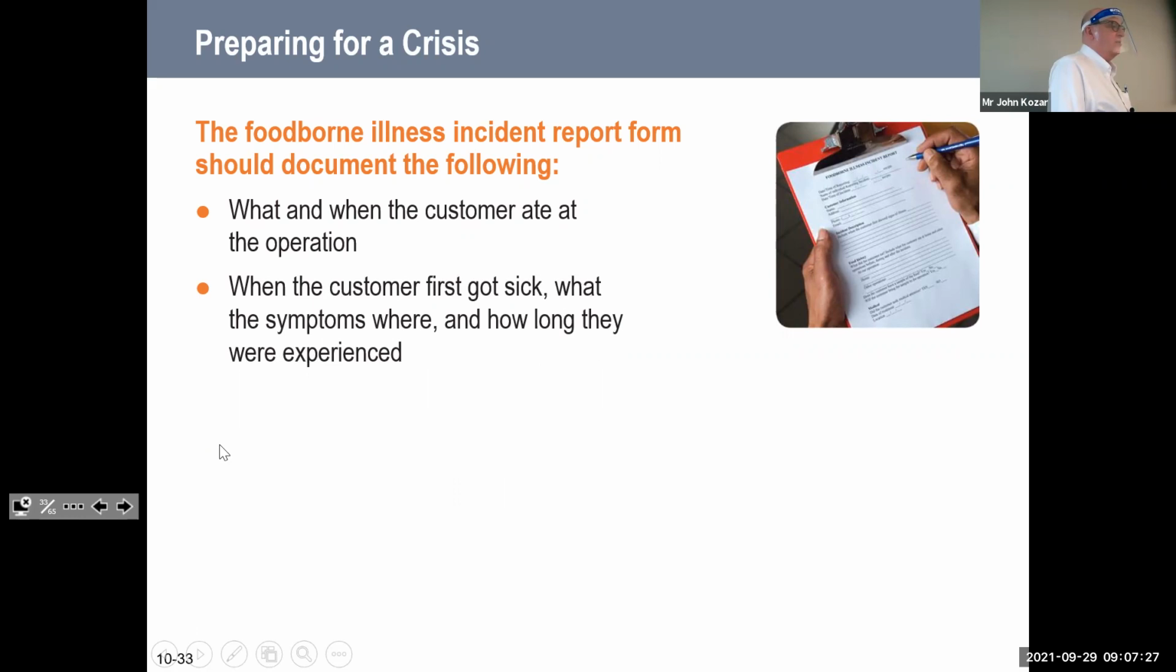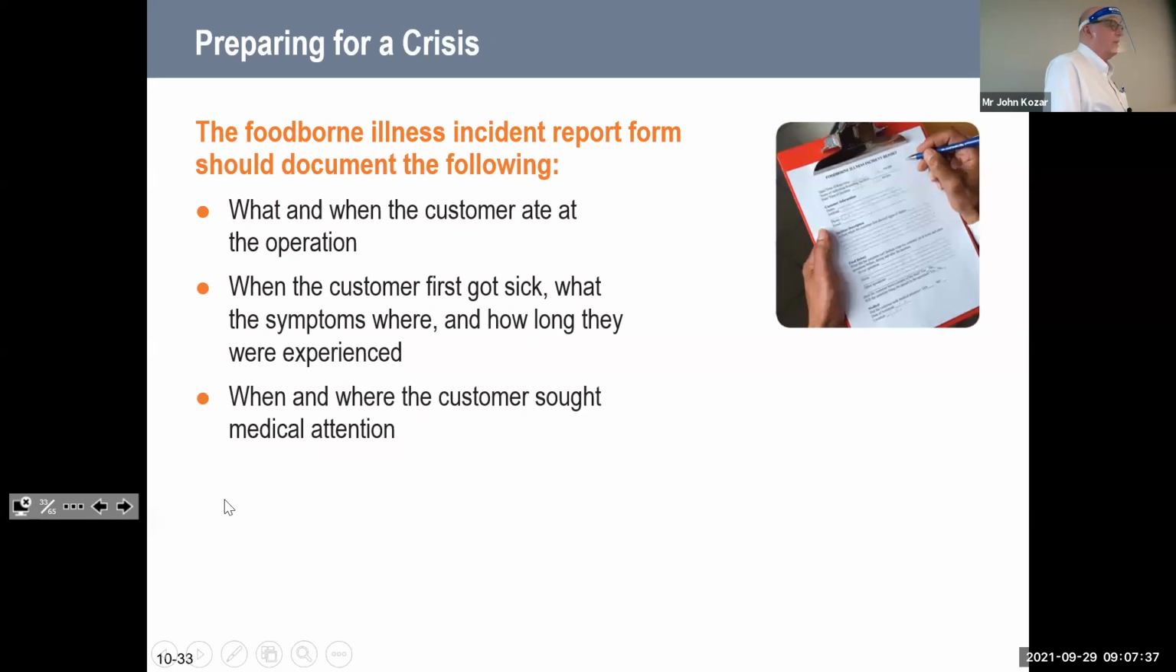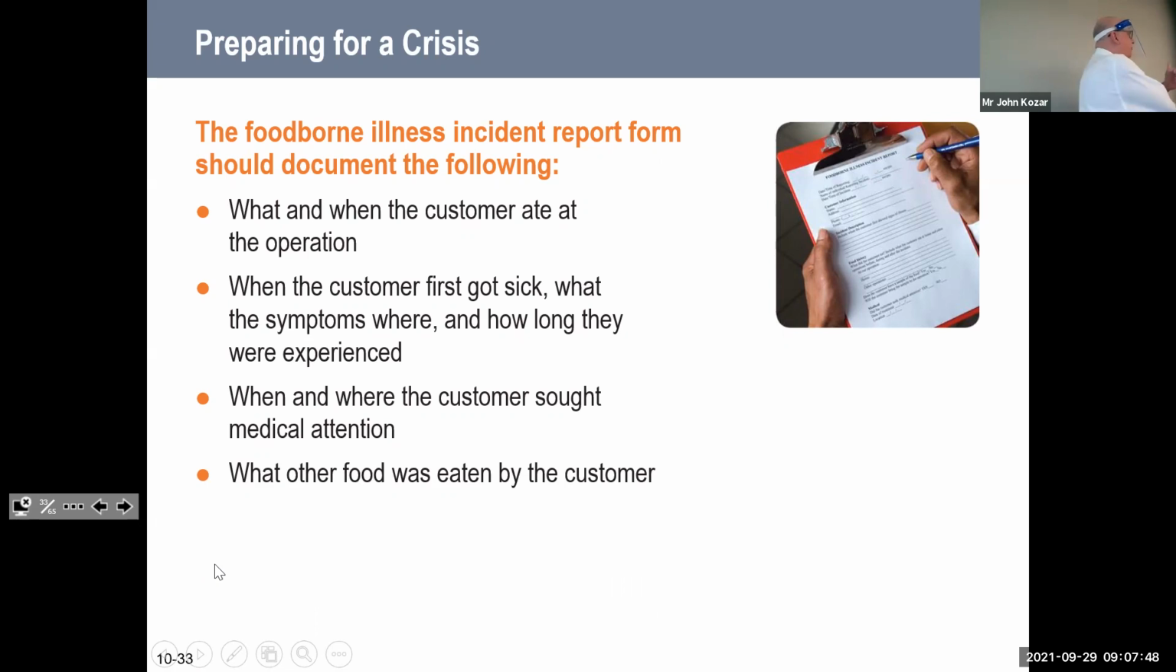You're going to find out when your guest got sick, what symptoms they have, how long they experienced the symptoms, where and when the customer sought medical attention, and what other food was eaten by the customer. I think it was last week I had sent out the email about the salmonella outbreak. Anybody see any more news about that?